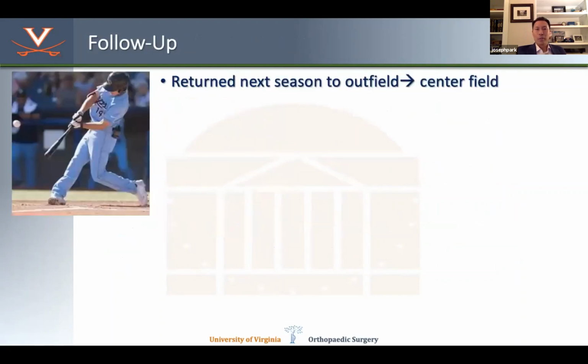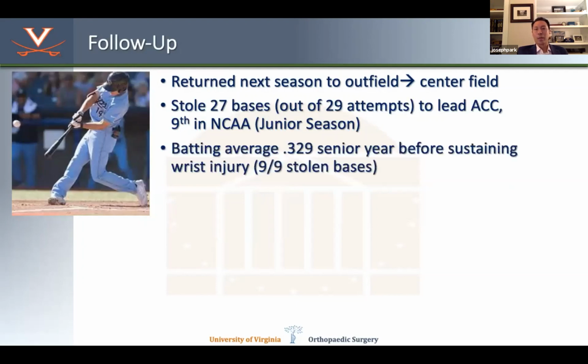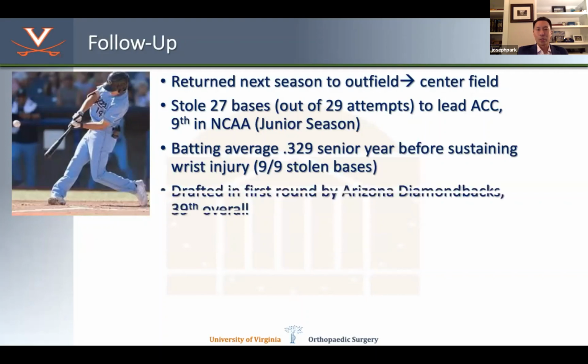The following season, he returned to outfield, returned to center field. He stole 27 bases out of 29 attempts. He led the ACC, was 9th in the NCAA for his junior season. He was batting .329 his senior year before sustaining a wrist injury. At that point, he had stolen 9 out of 9 stolen bases. And he was drafted in the first round by the Diamondbacks, 39th overall.